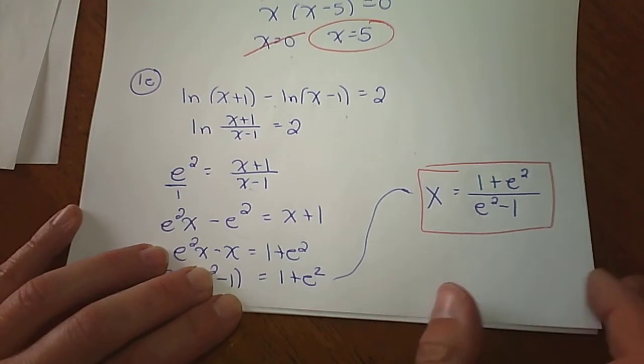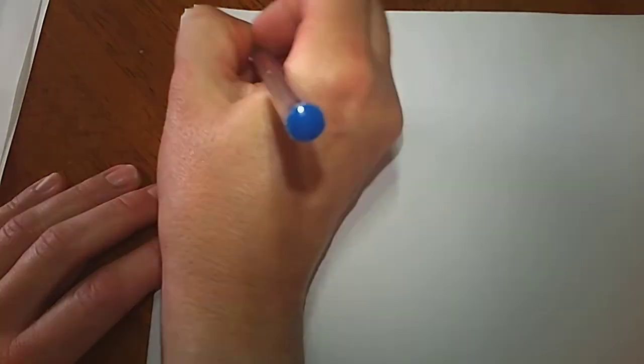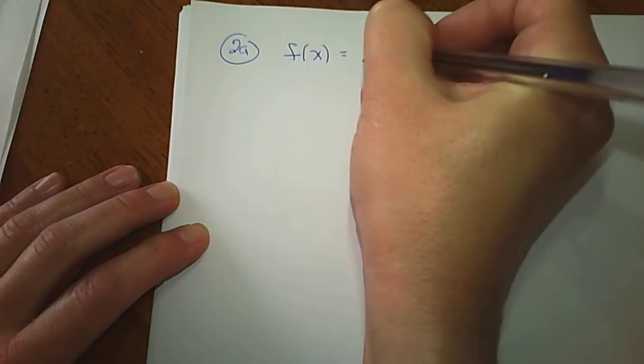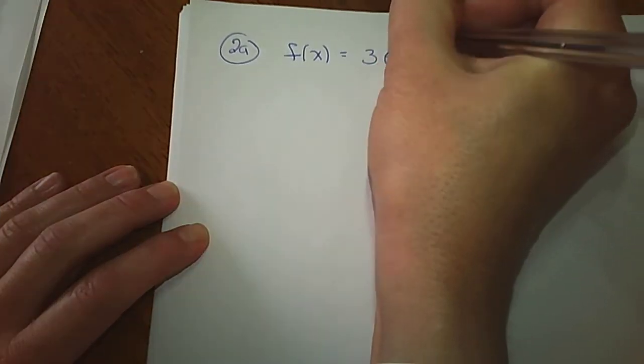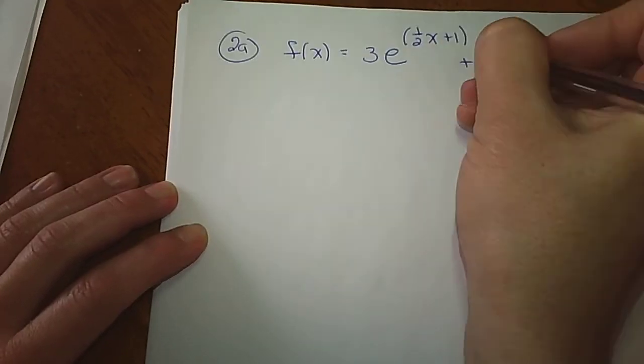All right, so that was it for number 1, all the solving. Now we go to the graph questions. And the first one I asked you to graph, 2a, was f of x equals 3e to the power of (1/2 x plus 1), plus 2.